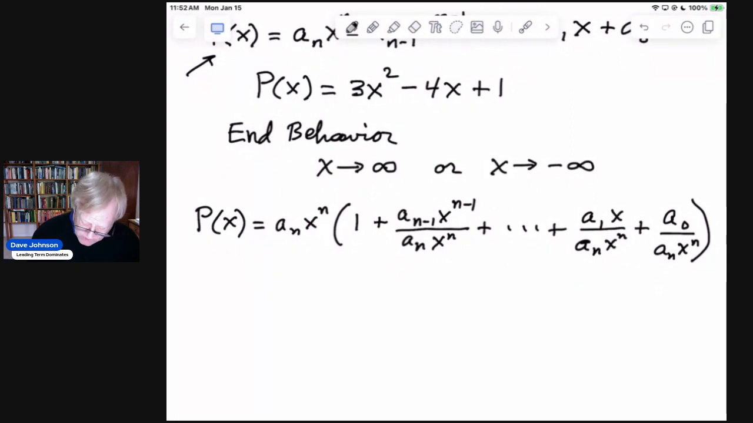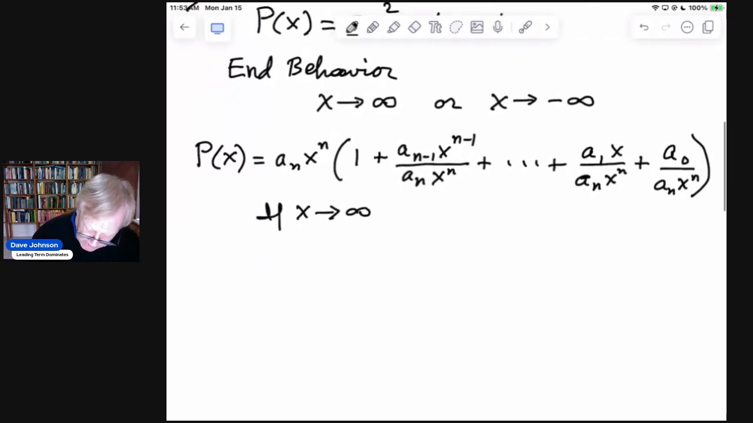So let's say x goes to infinity. In this case, it matters if x goes to positive infinity or negative infinity. We're going to talk about that in another video. But let's suppose that x goes to infinity. What's going to happen? Well, I want to rewrite this to make it a little clearer what's going on.